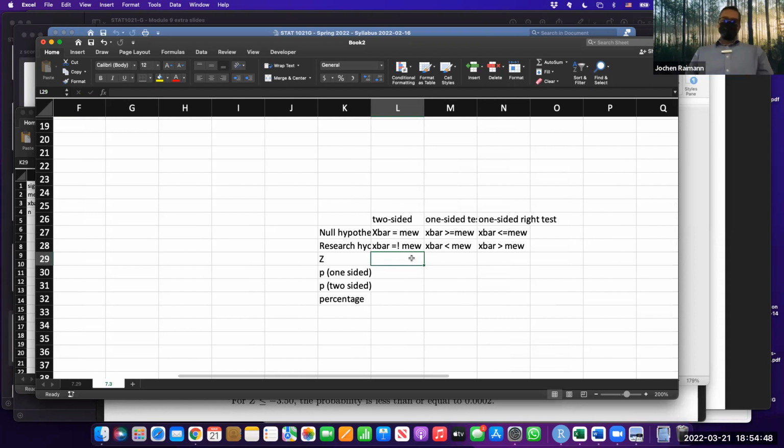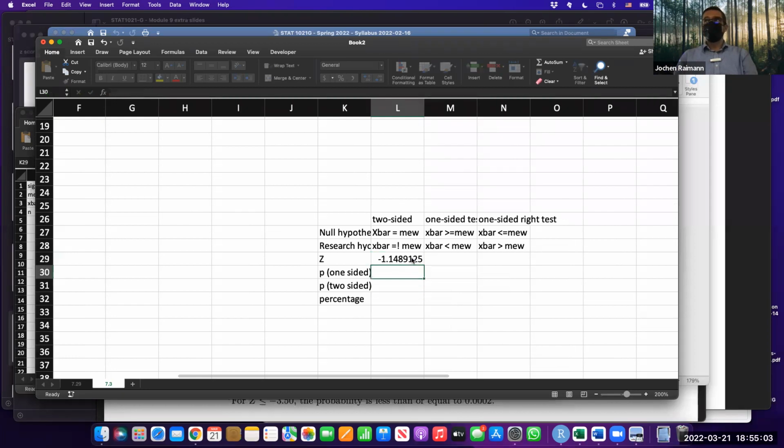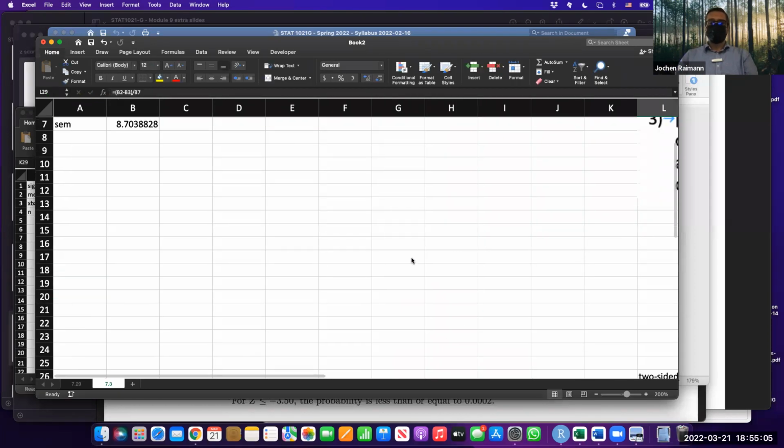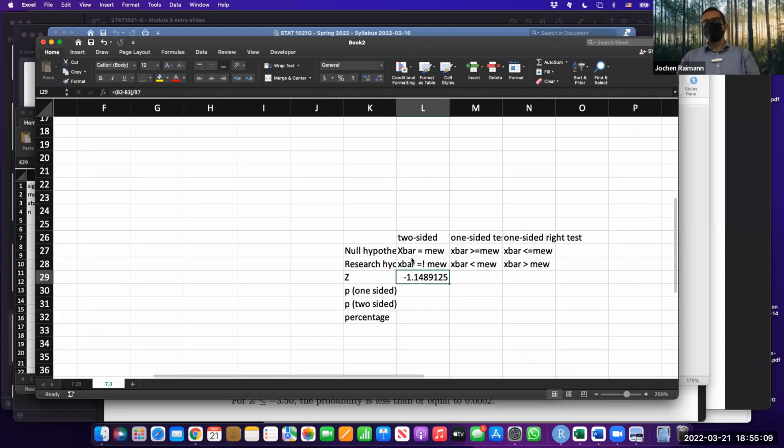Two-sided test. We're calculating X bar, which is B2, minus the mu, which is B3, divided by the standard error of the mean, which is B7. Well, it's the same formula, yeah. I used the same cells again.